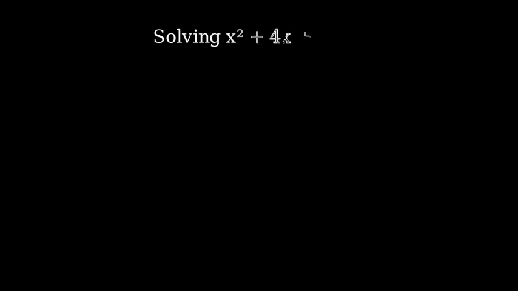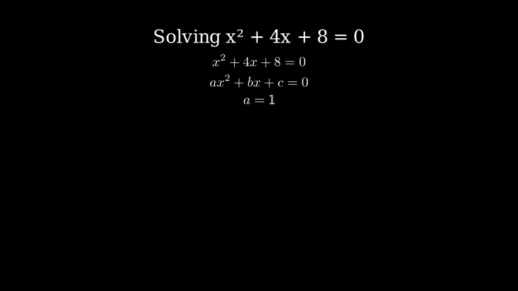Let's solve the quadratic equation x² + 4x + 8 = 0 using the quadratic formula. First, let's recall that a quadratic equation has the general form ax² + bx + c = 0. Comparing our equation to the general form, we can identify that a = 1, b = 4, and c = 8.